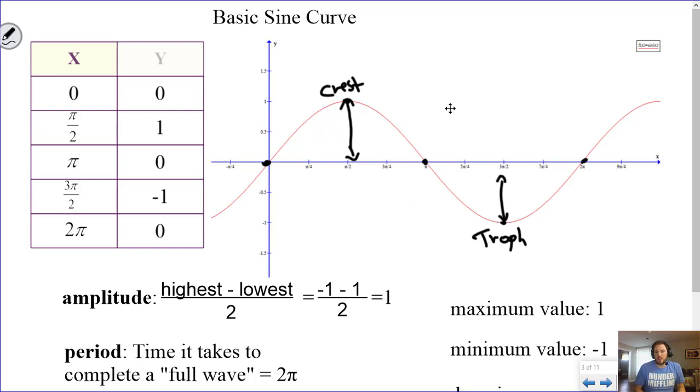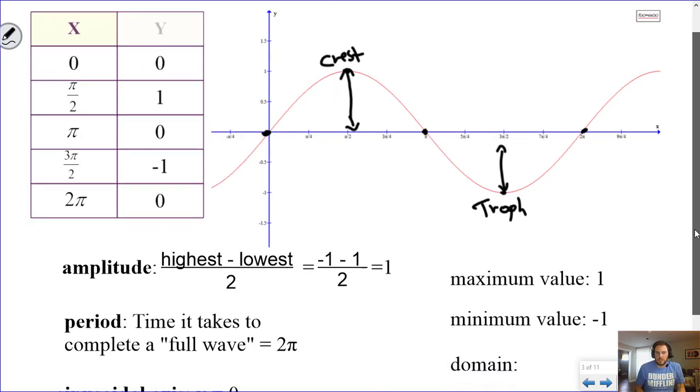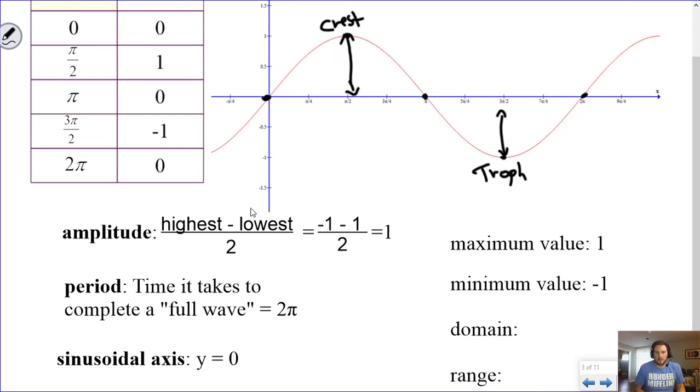The way that we find that is we can calculate it using the highest point of my graph, take away the lowest point of my graph, divided by 2. And it's always the absolute value. We don't care about positives or negatives. All we care about is the magnitude of the distance. We don't care if it's up or down. So we're going to take that answer. In this case, negative 1 minus 1 is negative 2, divided by 2. When we take the absolute value of that, we get positive 1.